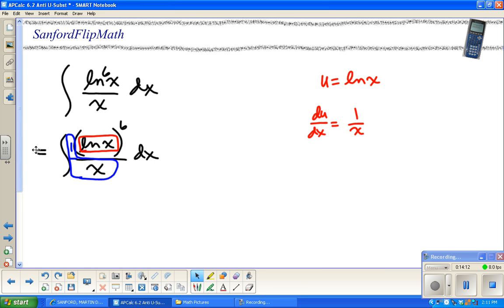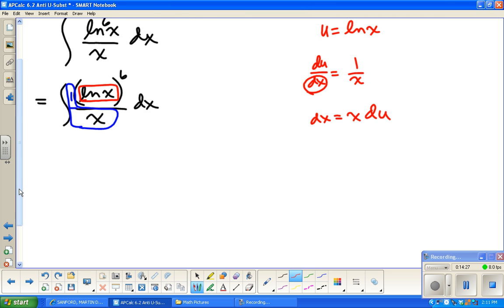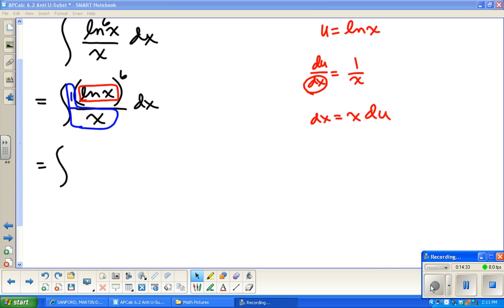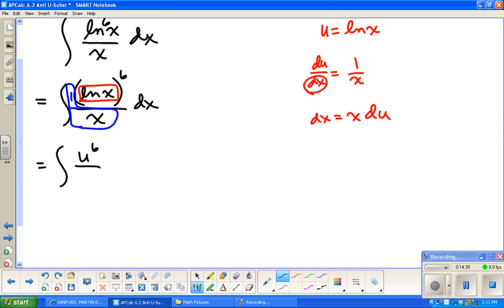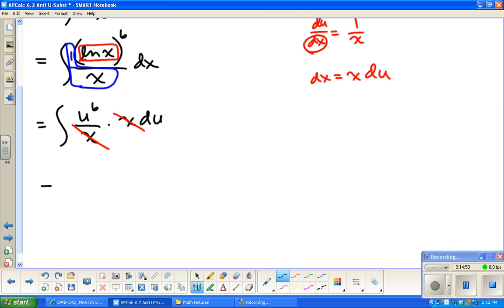Okay, so let me solve this for dx. So I'm going to multiply both sides by dx. I'm going to multiply both sides by x. So dx equals, in this case, x du. All right, so making some substitutions. Okay, so what I end up with is u to the 6th over x times, now dx is x du. And then the x's actually divide out. And I'm left with u to the 6th du.